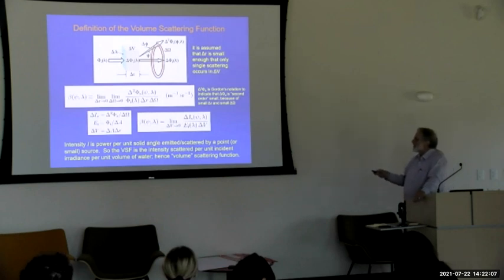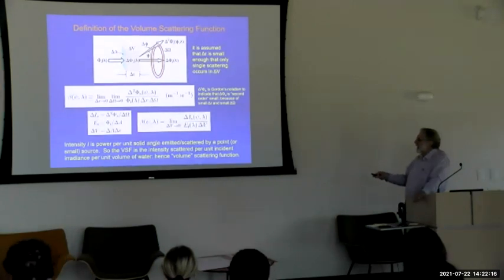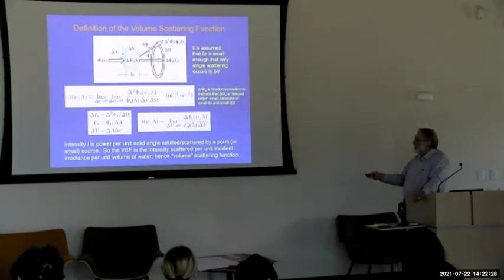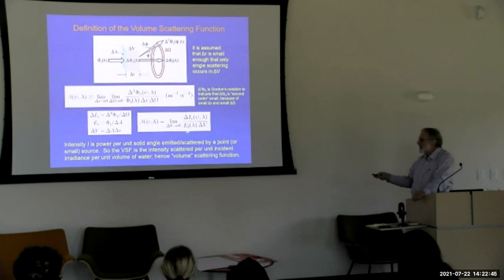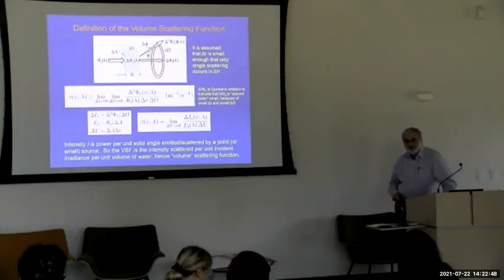So if we look at this equation, here's scattered power divided by solid angle. That has units of intensity. And the irradiance onto this area here is the incident power divided by the area. So that's the incident irradiance. And the volume is just delta A times delta R. So we can rewrite this as the scattered intensity normalized by the incident irradiance onto the volume, divided by the volume. So that's where the name volume scattering function comes from.